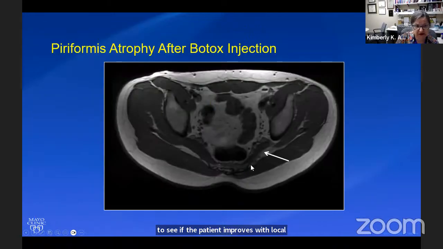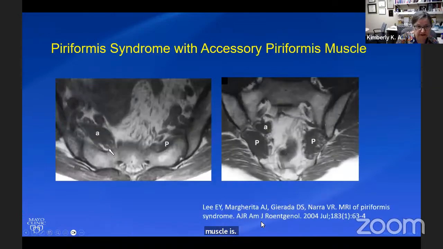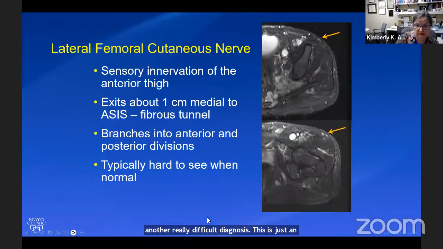This is a patient who actually had a Botox injection for piriformis syndrome, and you can see how atrophic the muscle is. He still had symptoms, he still had pain, so this is another really difficult diagnosis. This is just an example with an accessory piriformis muscle.